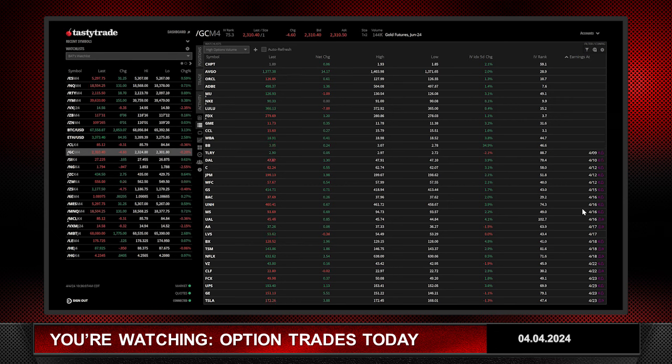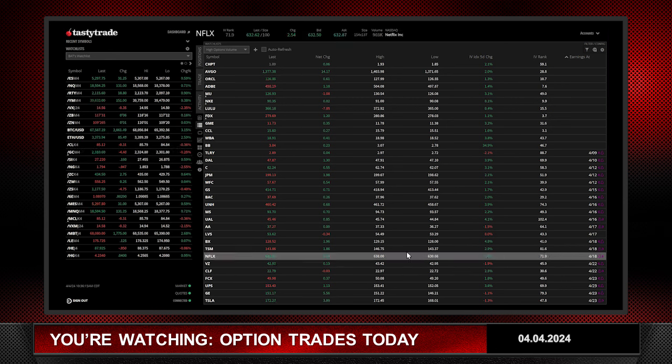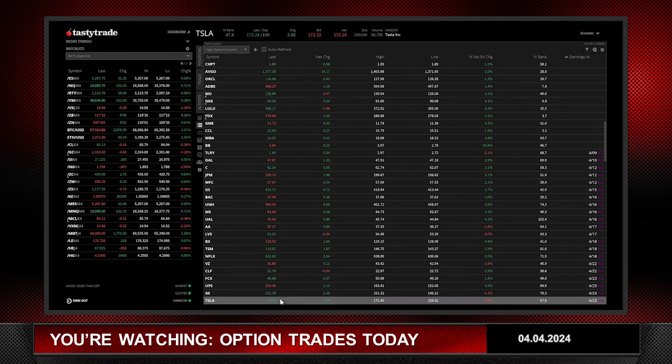As you can see, earnings are looming in a lot of the stocks that we like to trade, like Netflix, which is coming on the 18th, as you can see here. Tesla's coming on the bottom here on the 23rd. A lot of stocks that we trade have earnings.